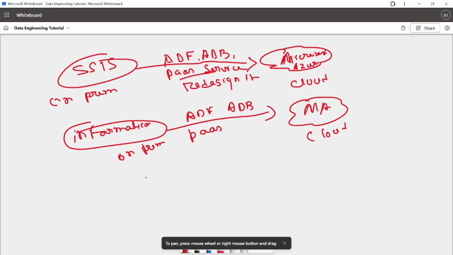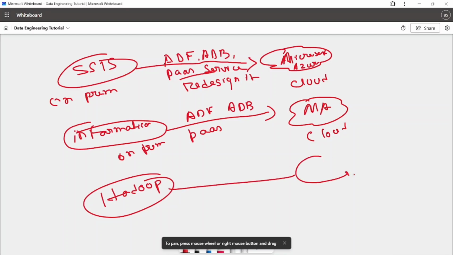Likewise you can say a Hadoop project also. This is also the same, Hadoop to Microsoft Azure cloud from on-prem. We have to redesign it.